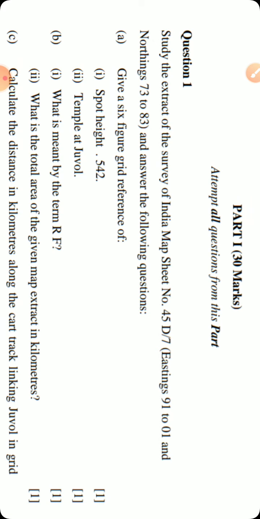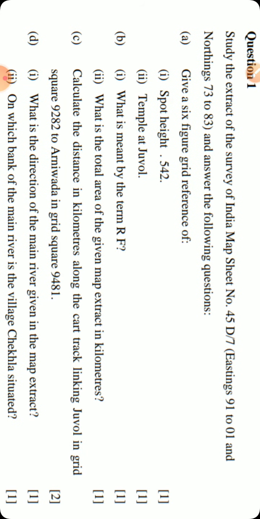So now, once again, I have come upon one of the practice questions from board exams. In your board exams, in this first part of geography, you will get 30 marks. In this, you have to attempt all questions from this part. Question number one will be a topographic sheet. Like here, study the extract of the survey map of sheet number 45D/7, easting 91 to 01 and northing 73 to 83, and answer the following. First, a six-figure grid reference of spot height 542, and the second part, the temple at Joel, both carry 1 mark.